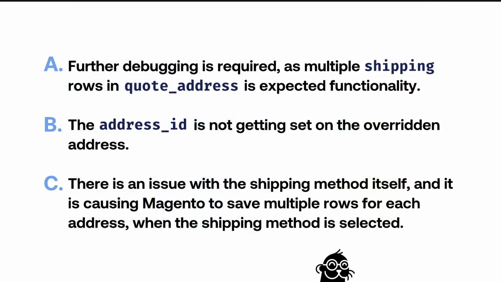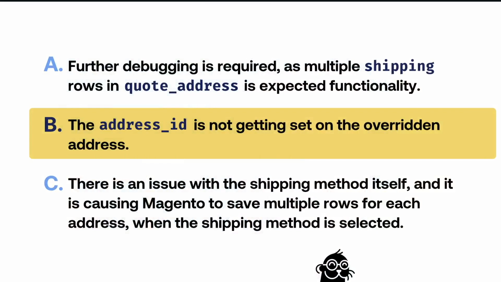There is an issue with the shipping method itself, and it is causing Magento to save multiple rows for each address when the shipping method is selected. Ultimately, the shipping method does not control saving the data to the quote address table. Granted, the question states that there is a plugin that is modifying and adjusting that data, overriding it in this case. It's still not being controlled by the shipping method. It's our plugin that's making that update based off of a trigger basically happening when that shipping method changes. But again, it's still pointing back ultimately to that data configuration, ultimately the plugin. So option C is also incorrect.